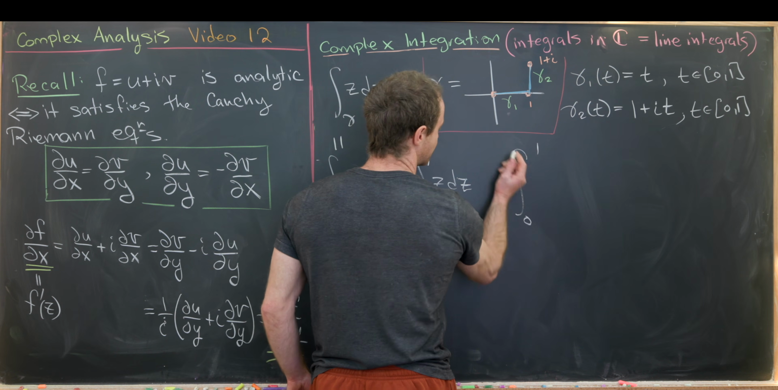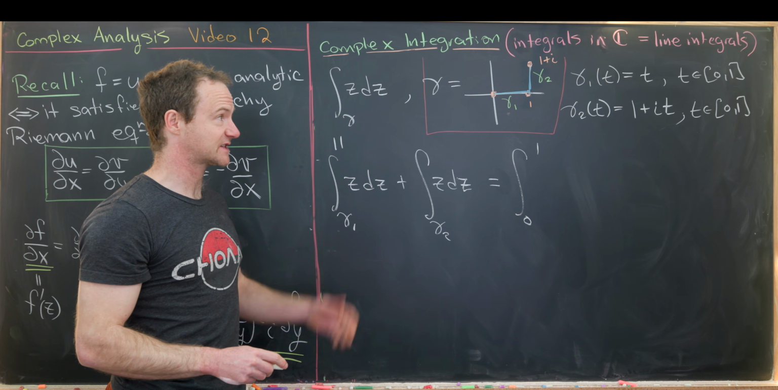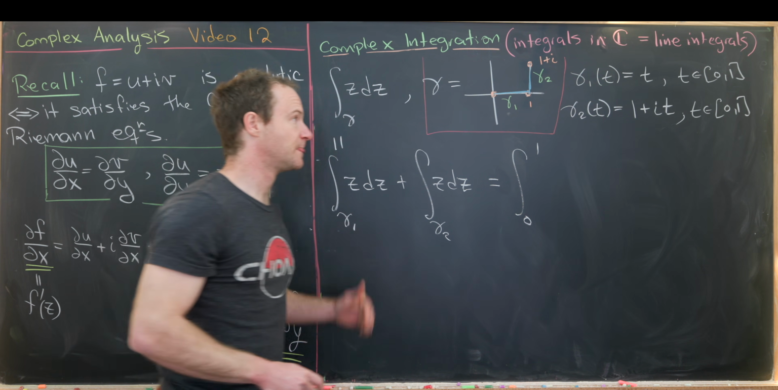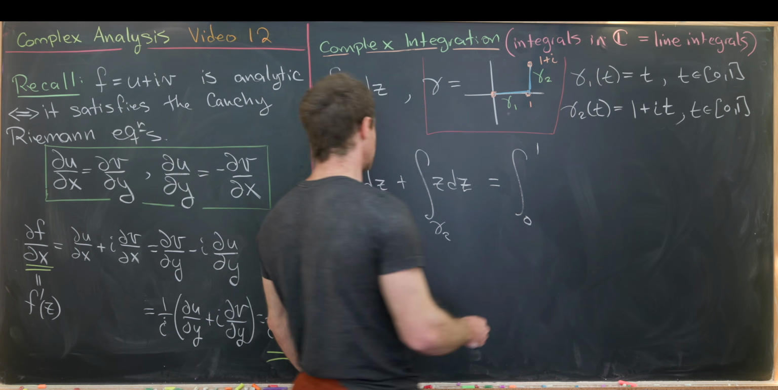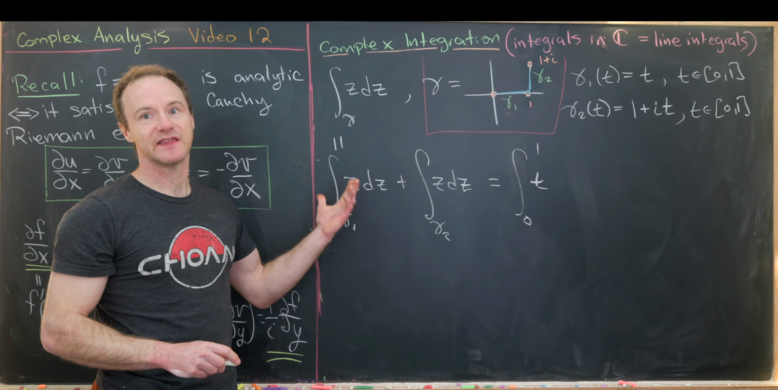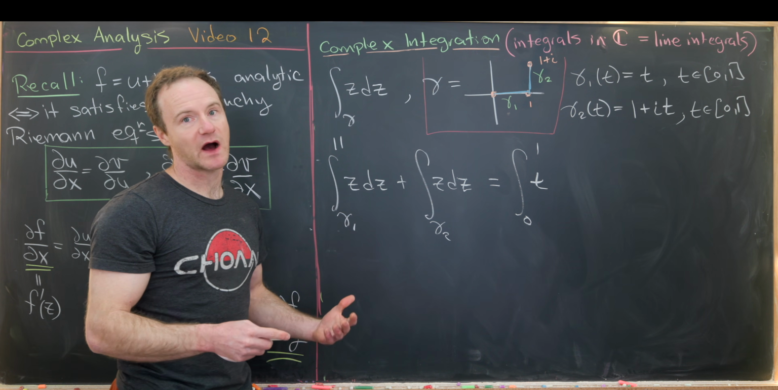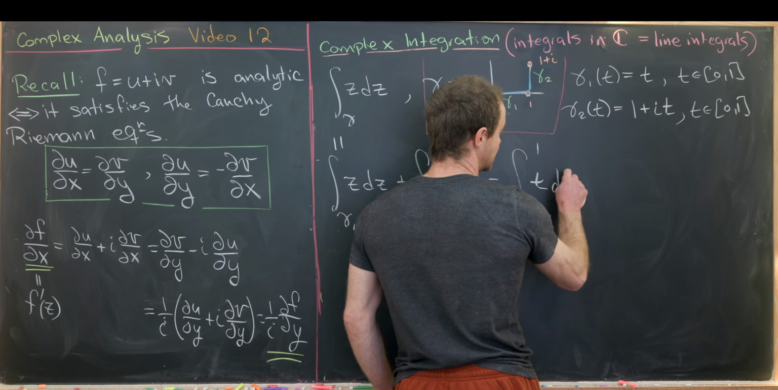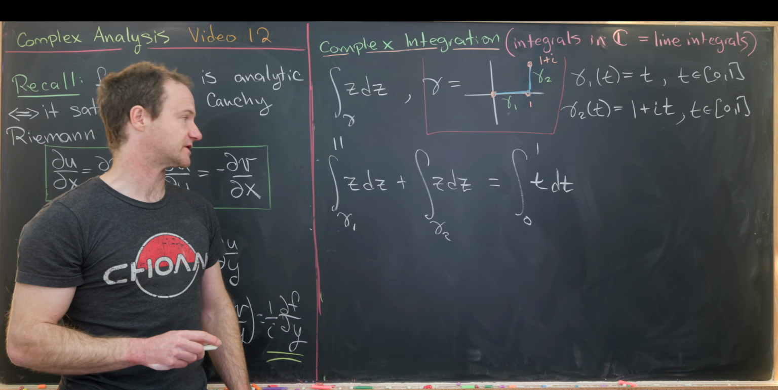That'll give us the integral from 0 to 1 of, well, z, that's x plus iy. But notice in gamma 1, we have x is equal to t and y is equal to 0. So that's just going to give us t. And then dz, that's, like I said, dx plus i dy, but dy will be equal to 0 for the same sort of reason, and dx will just be dt. So that's what we get for that first integral.